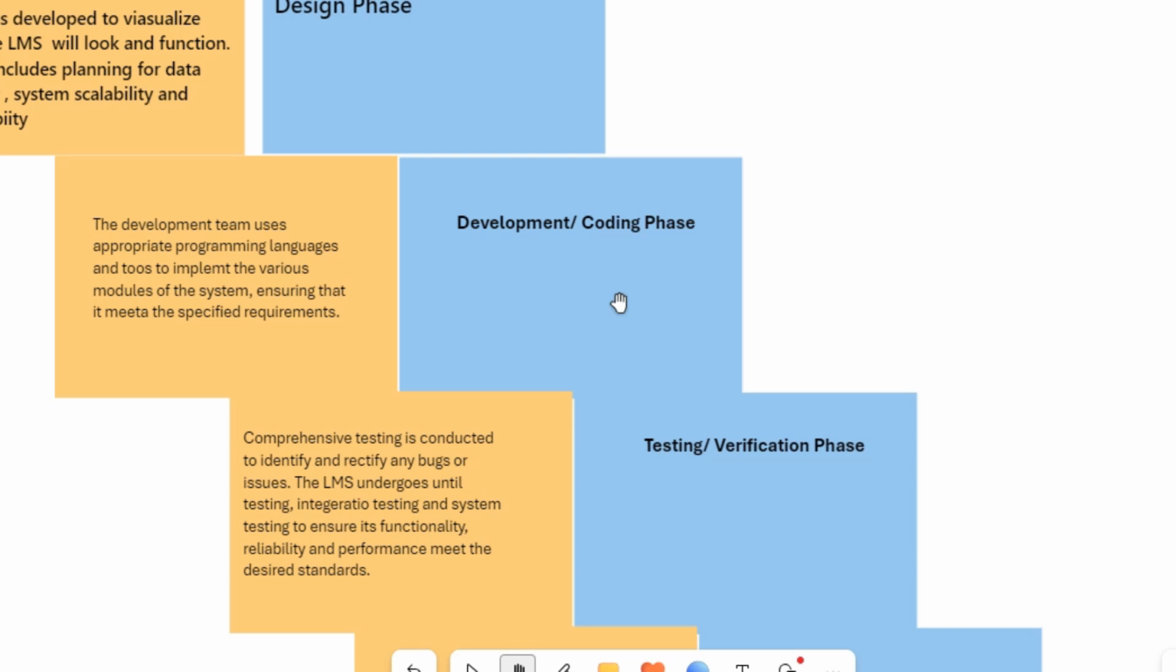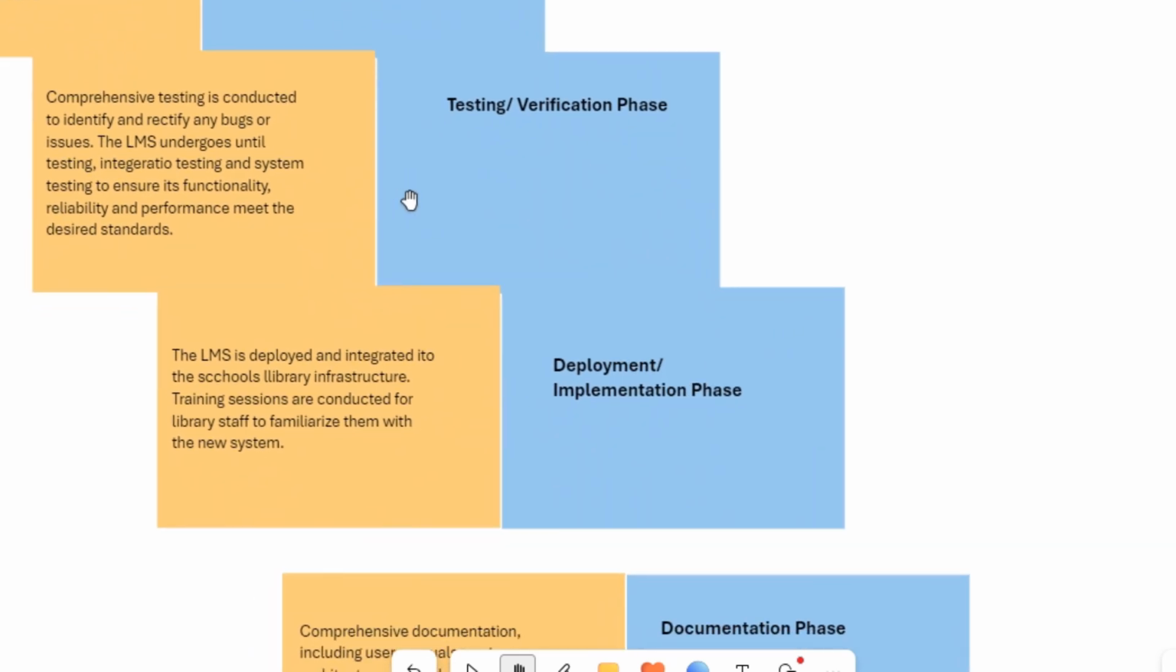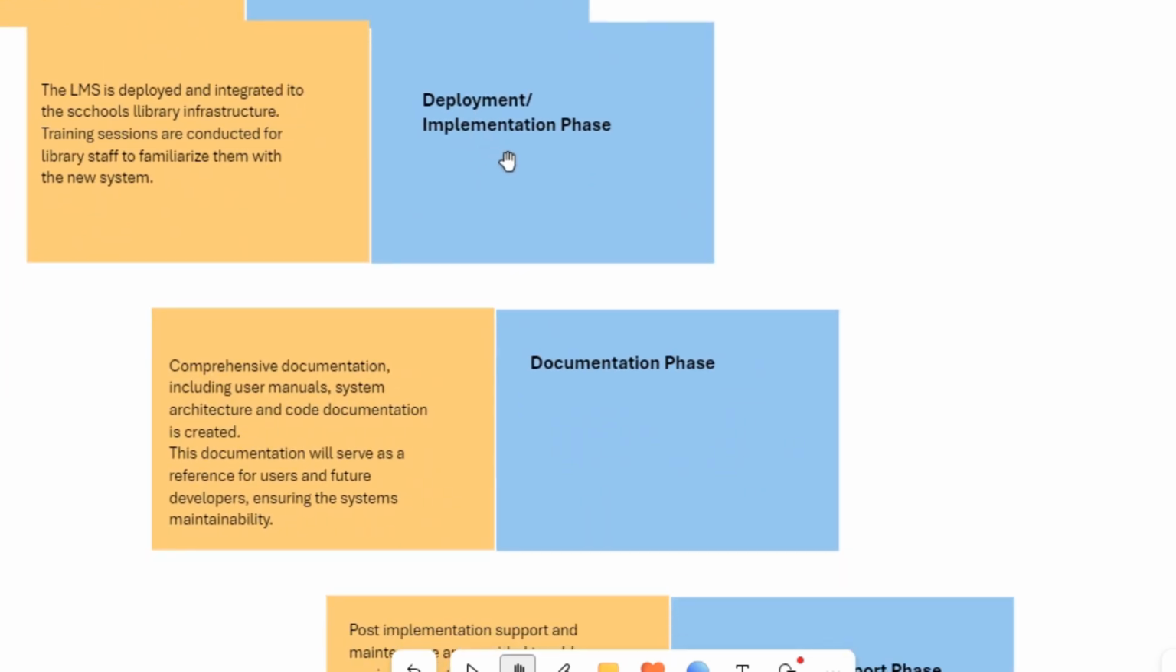Then this very important phase, development and coding phase, will arrive, in which development team uses appropriate programming languages to implement the various modules of the system, ensuring that it meets the specified requirements. Then the testing and verification phase, in which testing is done whether this system is giving the proper functionality which is provided by our users, which was demanded actually. Then it is deployed and implemented in the school library, and the staff will be trained for this.